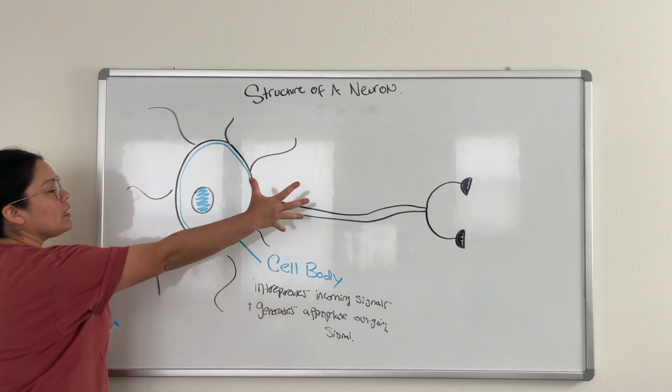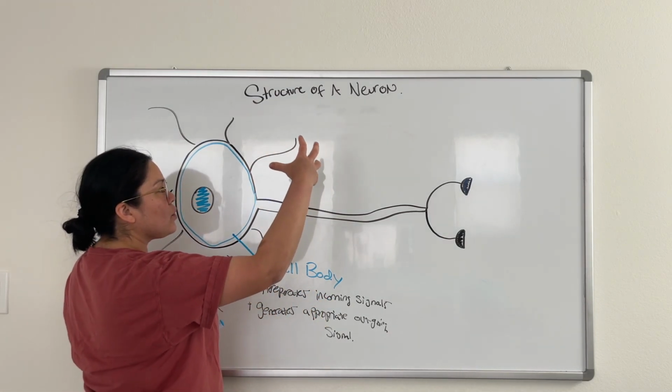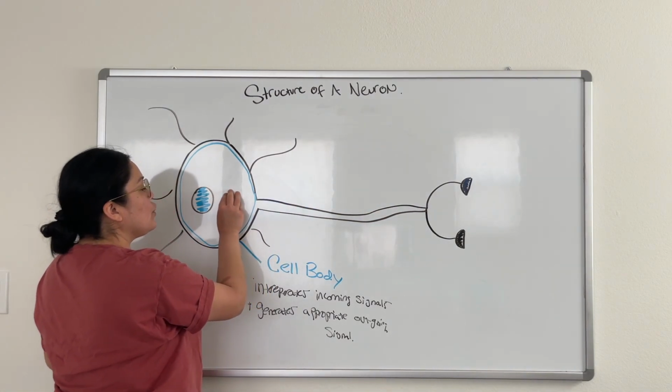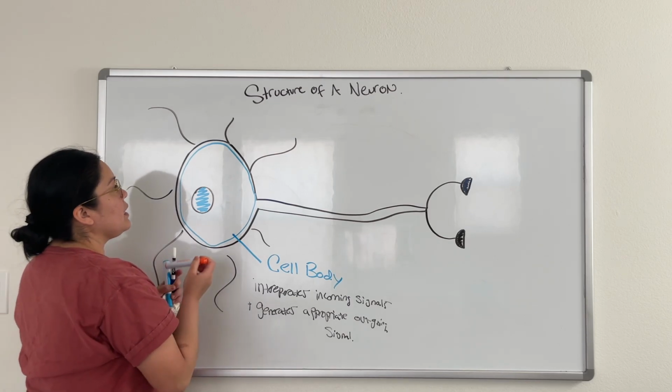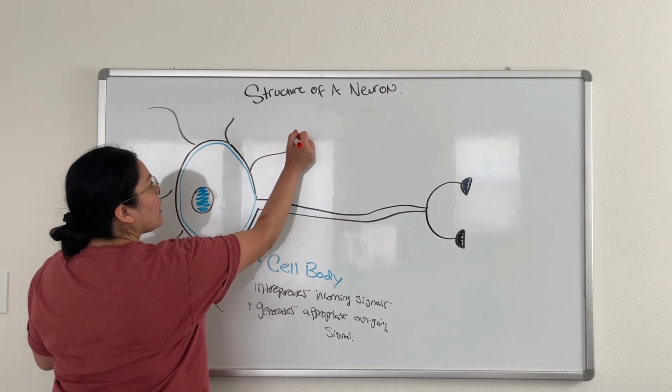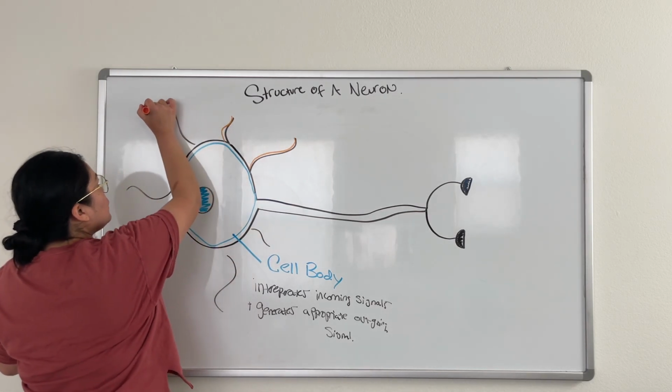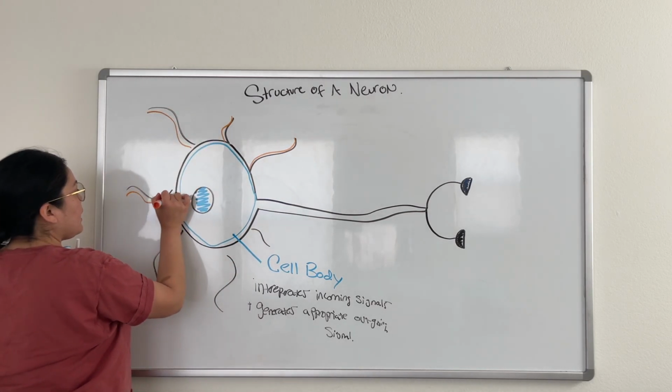Now, these incoming signals, these signals or messages that are coming into this particular neuron, come in from the dendrites. The dendrites are these that branch off of the cell body.